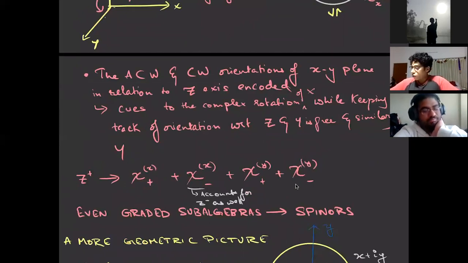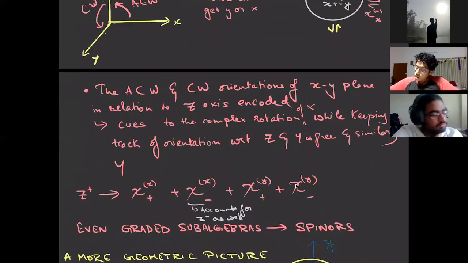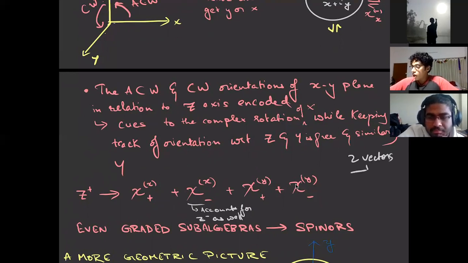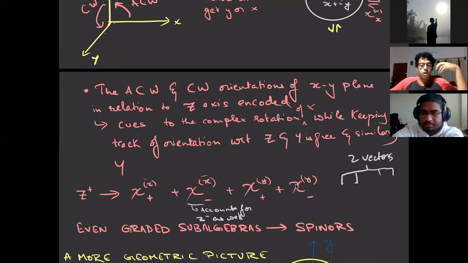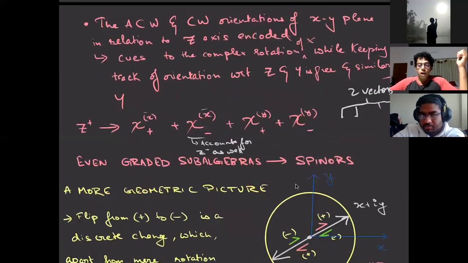So once you have your vector space, you now have two vectors, and you break it down into each. So you have two spinors associated with each dimension. That's where you have this even graded subalgebra coming in, because you can represent this notion of two vectors by four equivalent spinors.